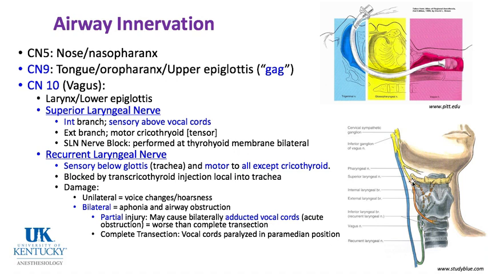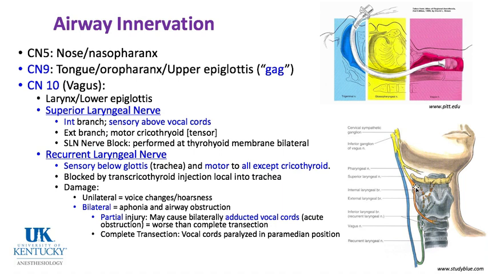Now if we follow the orange branch of the superior laryngeal nerve farther, this is the external branch, and it's motor to the cricothyroid, which is a tensor of the vocal cords. It is the one muscle that's not supplied by the recurrent laryngeal nerve. The superior laryngeal nerve can be blocked at the thyrohyoid membrane bilaterally. More commonly, simple spray and go or topicalization of the distribution of this nerve is performed.